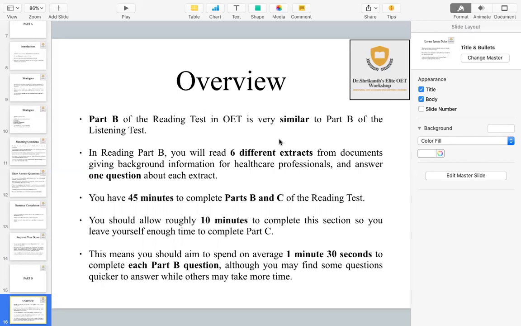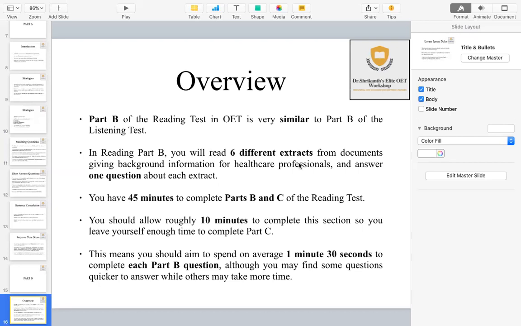So if you're a little bit familiar with the listening test, then you can understand that part B of the reading test is very much similar. In part B, you will have 6 different extracts. Basically, in listening, you will be listening to 6 different audios. But in reading, instead of an audio, it will be a text, a paragraph. So in reading part B, you'll read 6 different extracts.